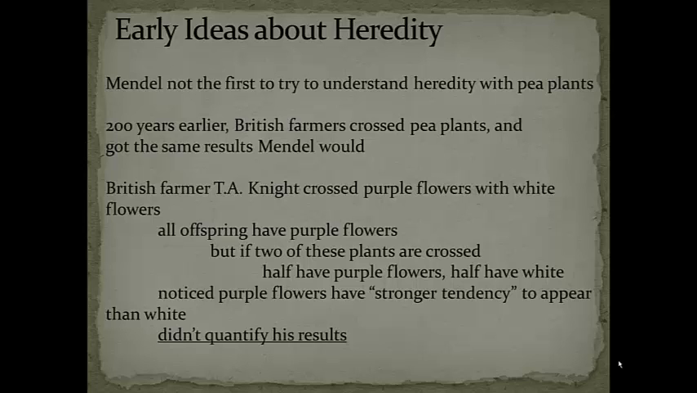For 200 years, people have been crossing pea plants, and they all got the same results Mendel did. And this one guy, T.A. Knight, crossed purple flowers with white flowers, and he noticed all the offspring had purple flowers. But if you let two of these plants cross, he said half have purple flowers, half have white. That purple flowers have a quote-unquote stronger tendency to appear than white. But he didn't quantify his results, and without quantitation, your results don't actually say anything. You need to be able to analyze it. That's where math comes in handy.